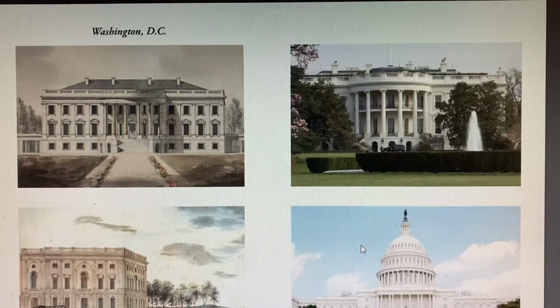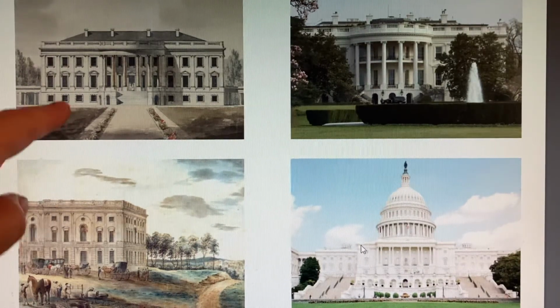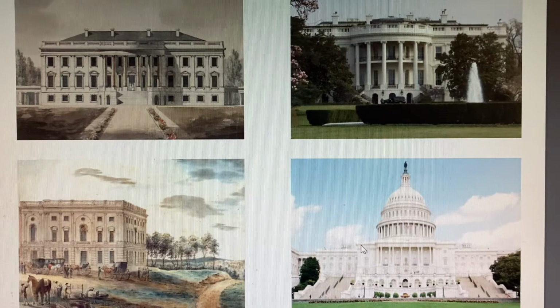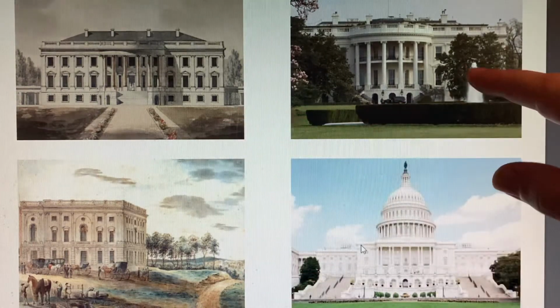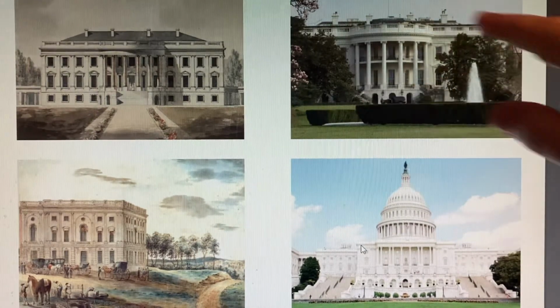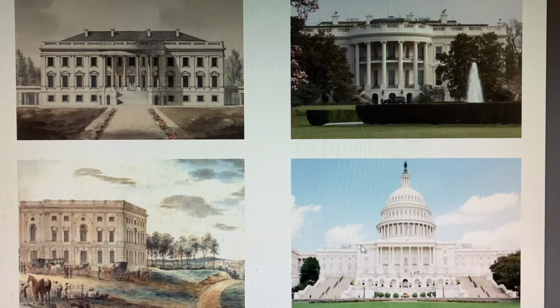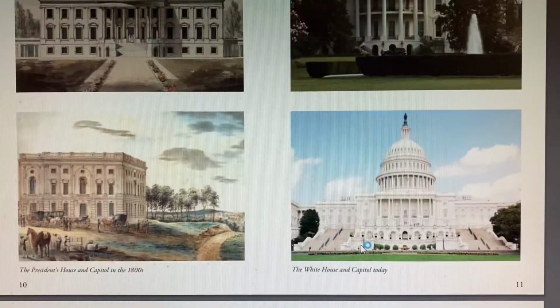Places that we need to know about: Washington, D.C. Okay. We can see older pictures of what D.C. used to be like, paintings, and then current pictures of what D.C. looks like. We've got the White House, where the president lives, and then this is where all the laws and things are made. The Capitol it is today.